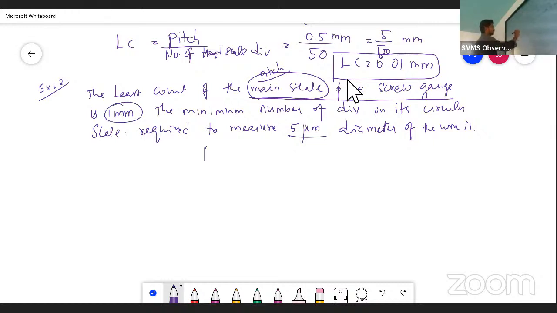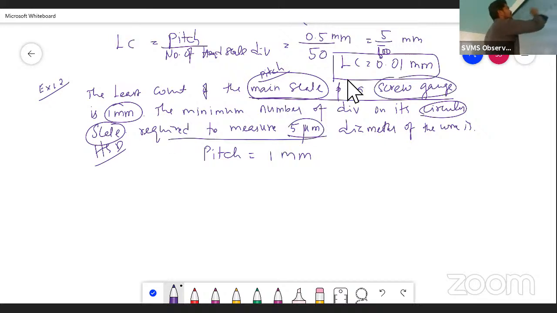Very important. Please observe the question and understand the question, which is equal to 1 millimeter. And the minimum number of divisions on its circular scale. Who is the circular scale? Head scale. I want to calculate the head scale divisions. Circular scale is also called the head scale. Required to measure, who measures? Screw gauge. Screw gauge measures 5 micrometer. This is the least count of the screw gauge, which is equal to 5 micrometer. So 5 micrometer diameter of the wire. So I want to calculate the number of divisions on the circular scale or head scale divisions. What's the formula?